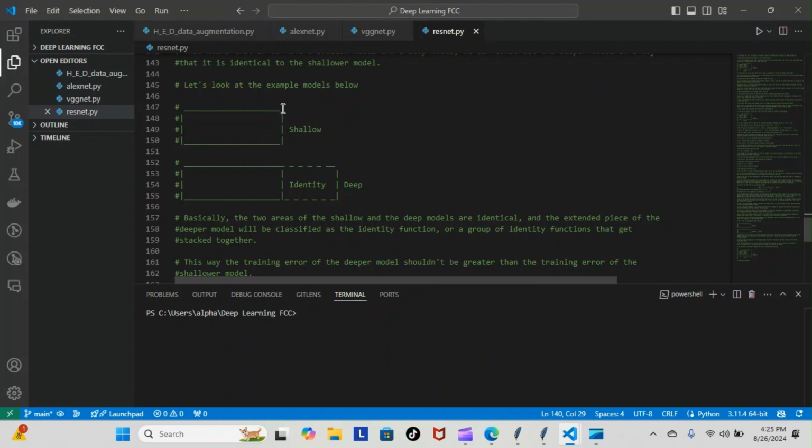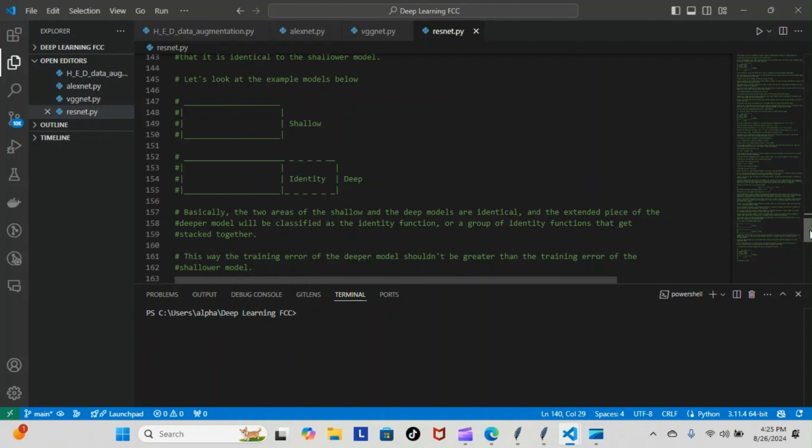So, like I said, because this is larger, this extended piece is going to be classified as an identity function or a group of identity functions. And this section here is going to be identical to the shallow function, so it shouldn't be a greater error than this shallow function here, or than this shallow model here. So basically, we're really only counting this piece of the deep model, and the rest is getting classified as something else. So we're not going to get it involved inside our error training.